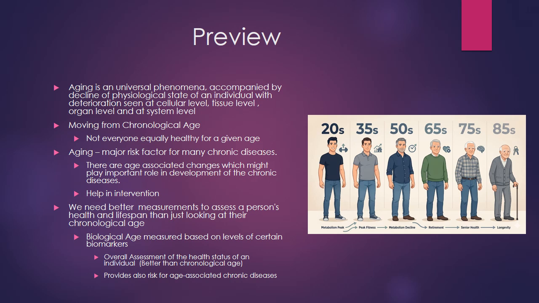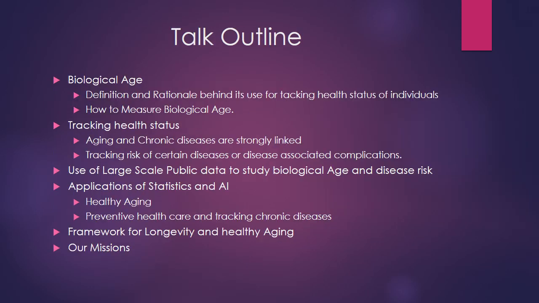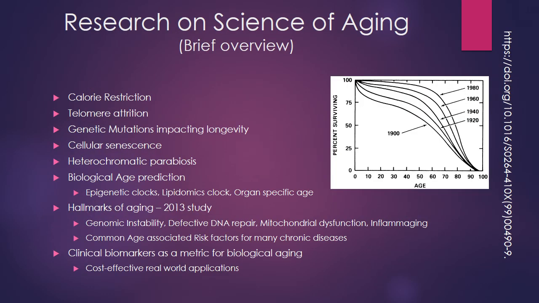Preview. Aging is a universal phenomenon involving physical decline from the cellular to systemic levels. Chronological age does not accurately reflect an individual's actual biological health, and aging is considered a major risk factor for many chronic diseases. Talk outline. The presentation covers defining and measuring biological age using biomarkers, how public data and AI provide insights on tracking chronic disease risk, and proposes a mission for healthy aging.